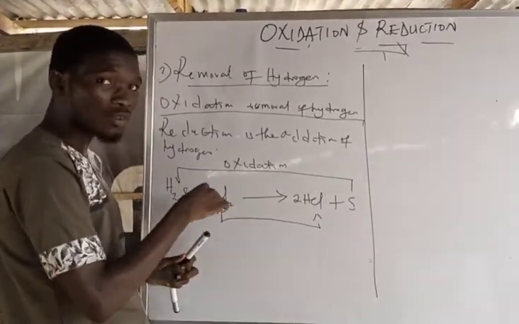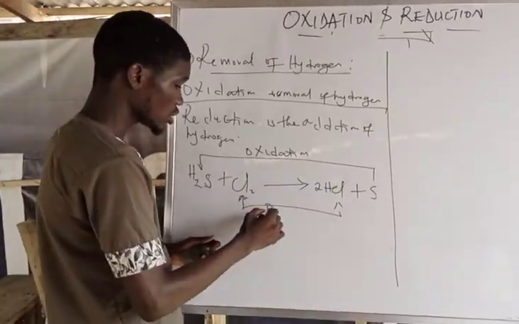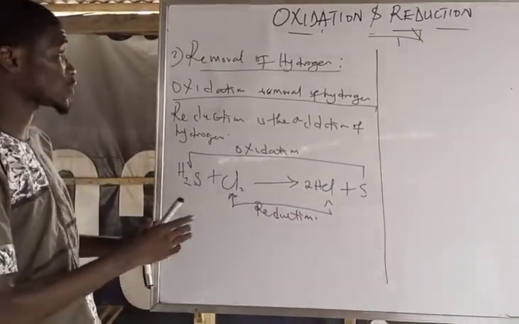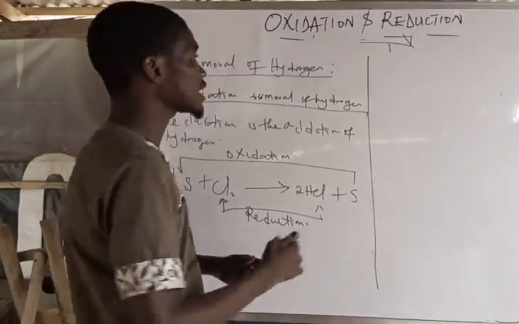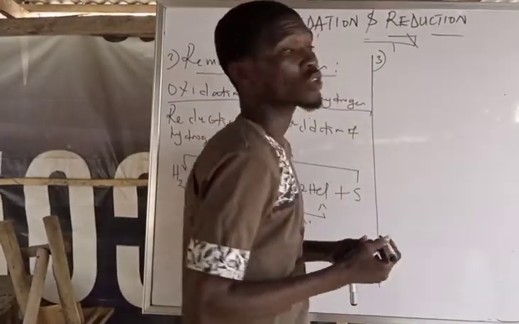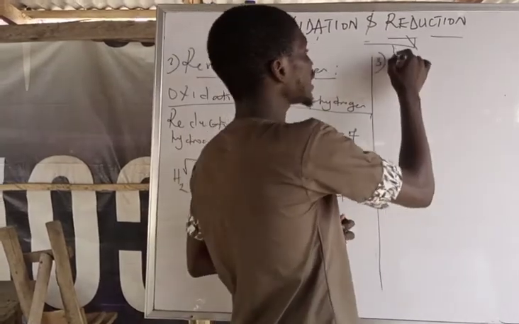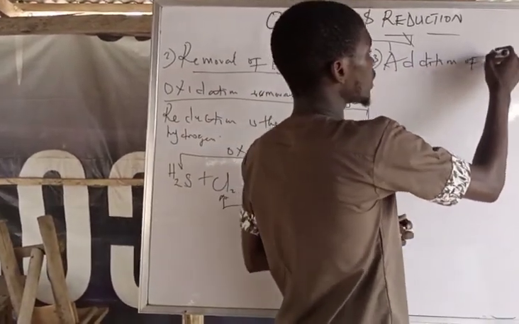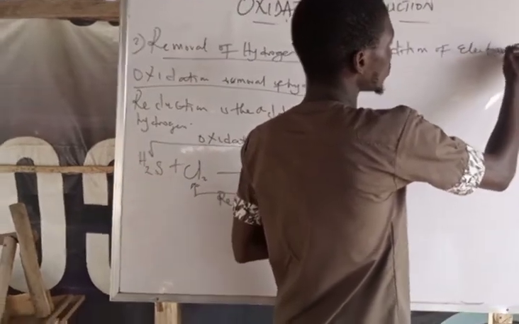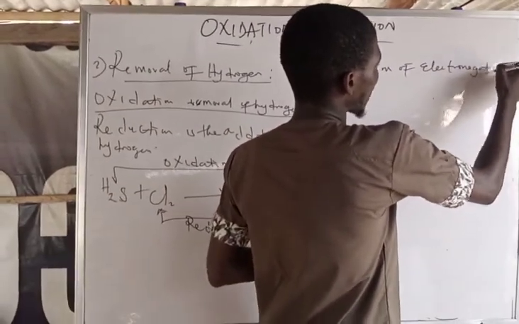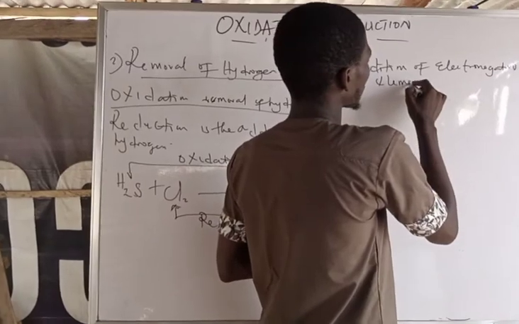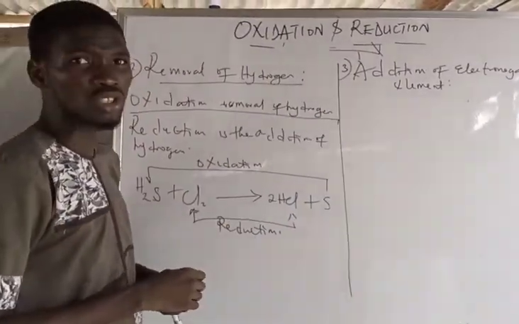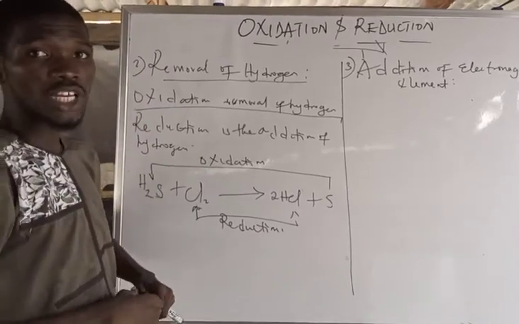Why is addition of hydrogen to a substance what? Reduction. That is for the second one. So the third definition of oxidation is addition of electronegative elements. So what is the definition of oxidation under the addition of electronegative?